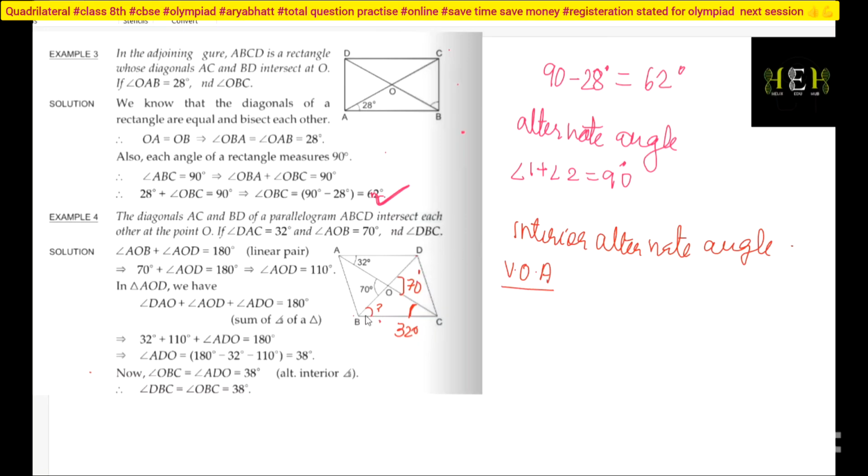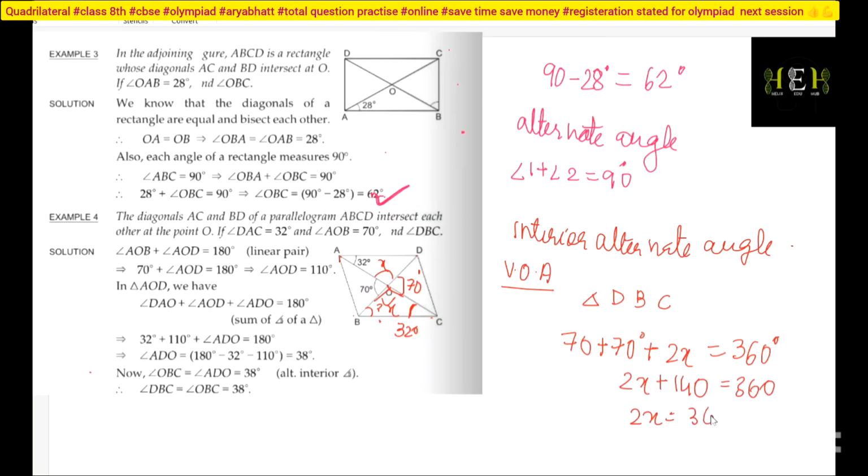In this triangle DBC, I only want this angle. If I get this angle, then I can find out this part. No problem, or I can do it this way also. It is very interesting. 70 plus 70, and suppose this one is x and this one is x, so it will be 2x, and everything is equal to 360 degrees. So 2x plus 140 is equal to 360, or 2x is equal to 360 minus 140.